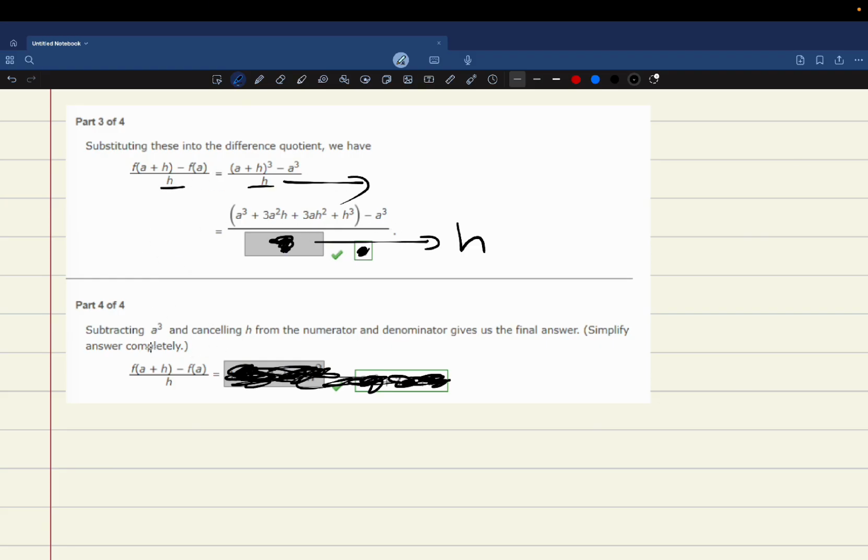Okay, now it is asking: subtracting a cube and cancelling h from the numerator and denominator gives us the final answer. Now you need to find the final answer. Basically you need to solve this and then figure out the final answer. So let's solve that. Here it is negative a square, and then here it is positive a square. So this negative and then positive will be 0. Okay, and then we are left with this option.